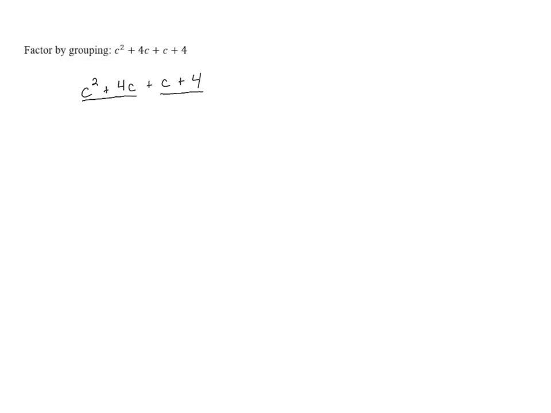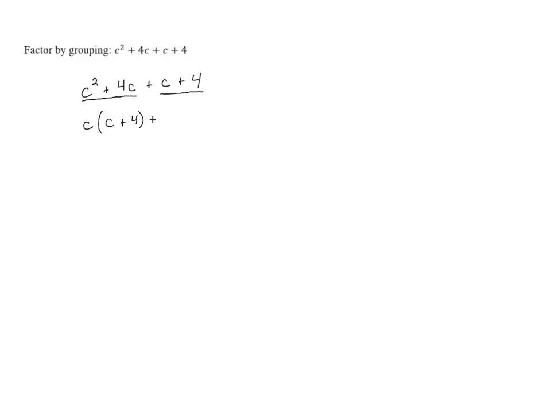Let's look at the first group, c squared plus 4c. Both of those terms include a c. So we can pull out a c, and when we do that, the leftovers are going to be c plus 4. In the second group, we've got c plus 4, and c and 4 don't have anything in common except 1.